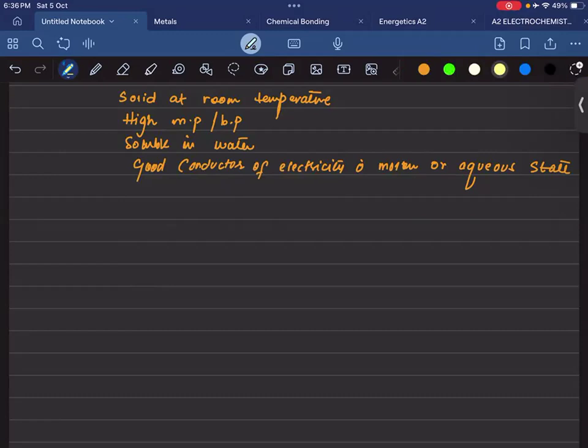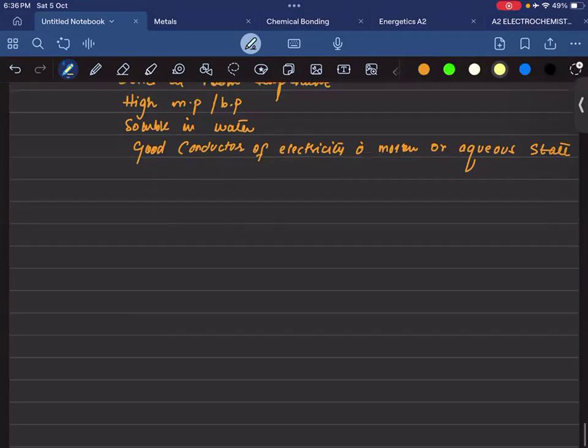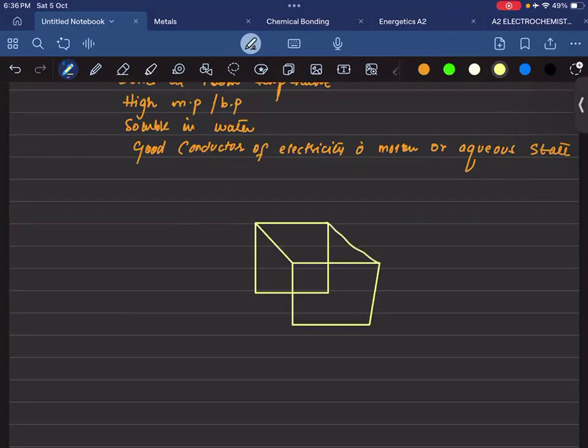Remember, when we just studied ionic compounds, we came to know that all ionic compounds exist in this form, in the form of a lattice structure. This is called a lattice structure. What is a lattice structure?